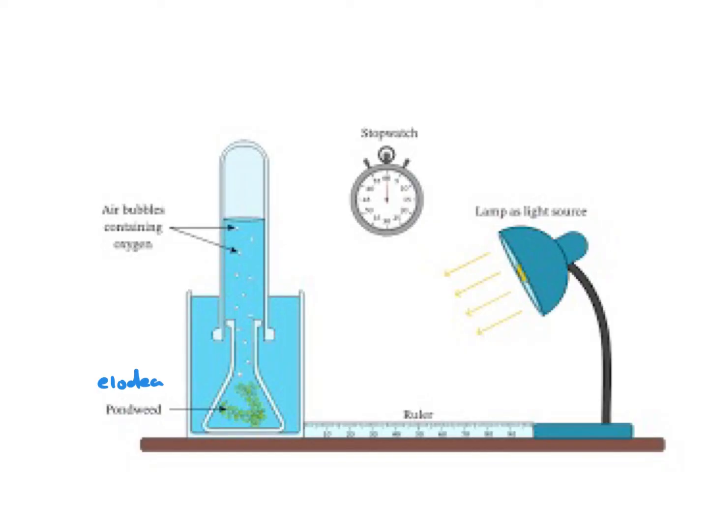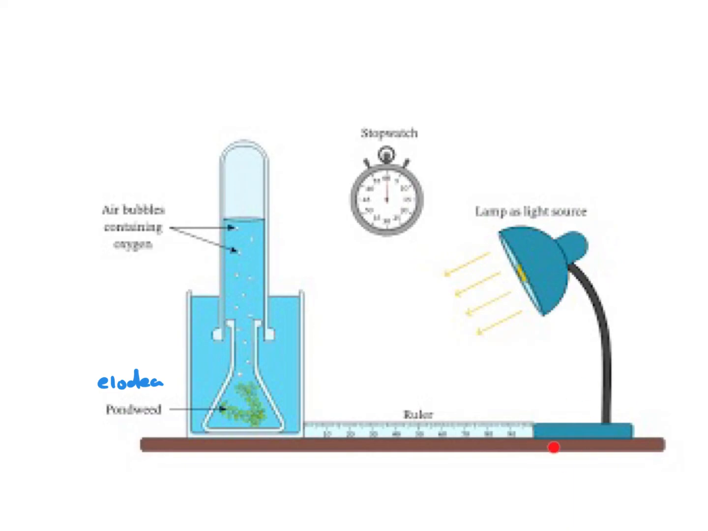oxygen gas as part of photosynthesis, it's going to produce these air bubbles. And we can actually count those air bubbles to investigate how much photosynthesis the plant is undergoing. The more bubbles, the more photosynthesis is happening. The less bubbles, the less photosynthesis. So what you would have done, you set up the apparatus like that.